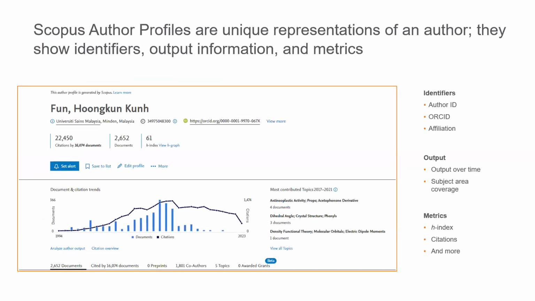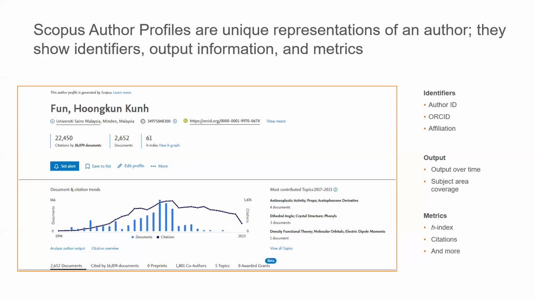So looking at USM, Scopus profiles are a unique representation of an author. You can see identifiers, research output, and metrics. So under Professor Fung, we can see that he has an author ID, which is the number that you see over here. I will encourage you, if you have any changes that you'd like to make, to follow up with this. This is the ORCID ID. The one in green is the ORCID ID. And of course, under here, when you select View More, there will be a drop-down box to showcase your affiliation as well.